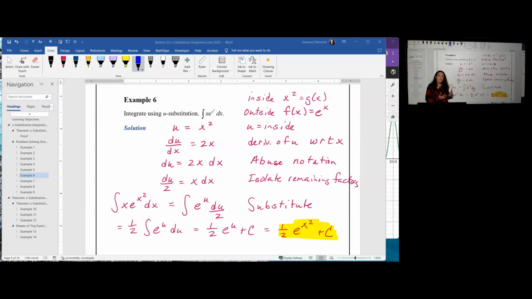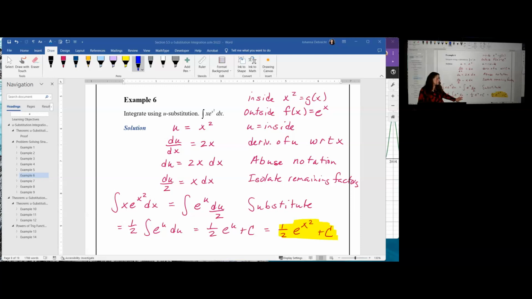You can either solve for the remaining factors of the integrand other than the composition, or you can solve for the original differential dx. I chose to isolate the remaining factors, x dx. This gives me du divided by 2. Now I go ahead and substitute u for x squared and du over 2 for x dx. This gives me the integral of e to the u du multiplied by 1/2.